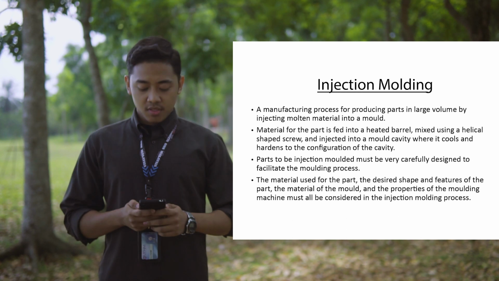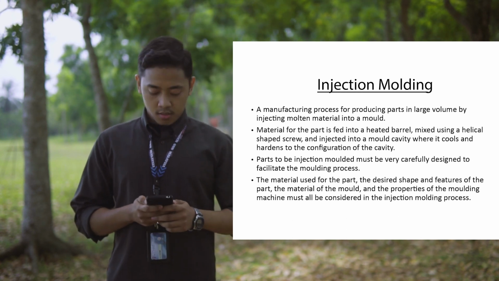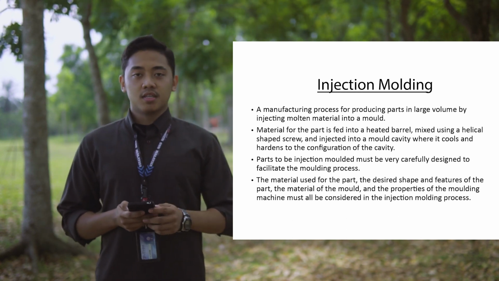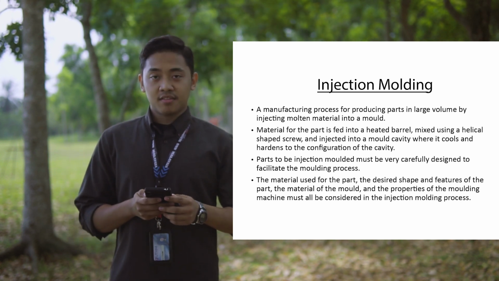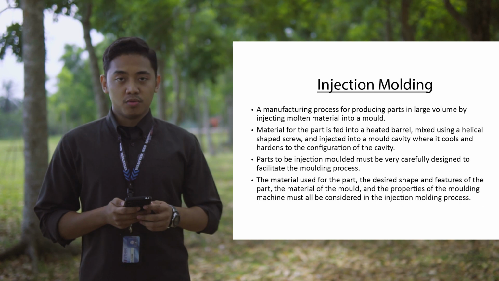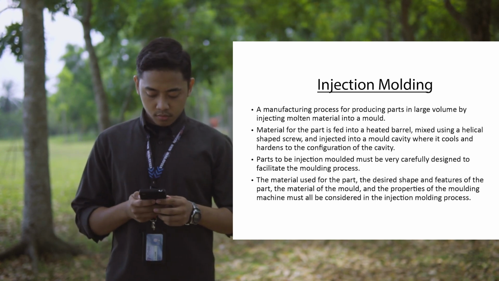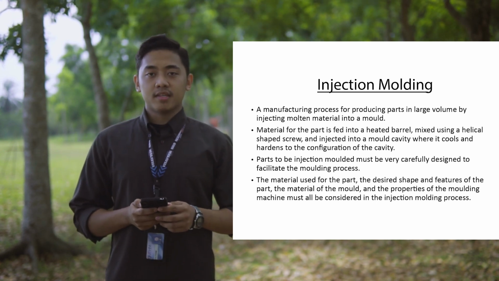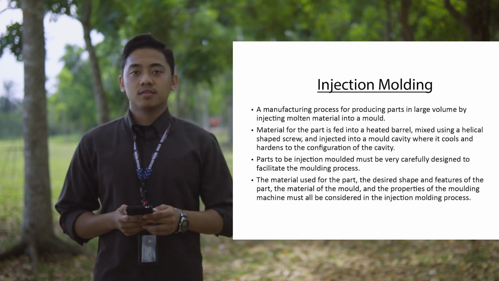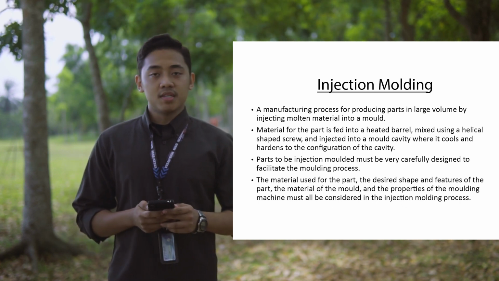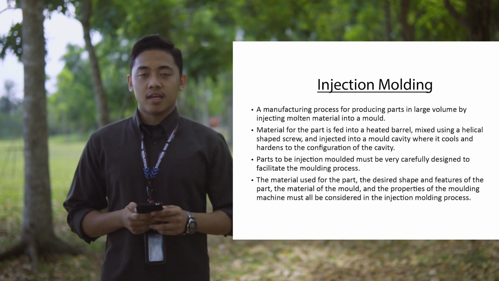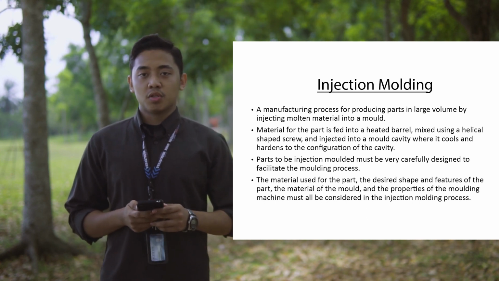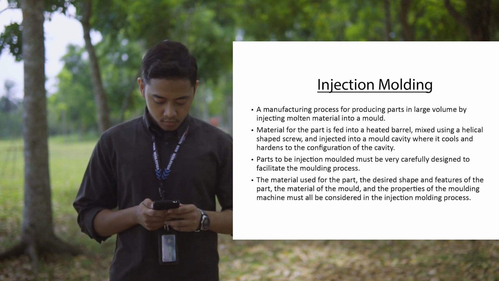Injection molding is a manufacturing process that can produce a high volume of parts by injecting molten material into a mold. The material will be fed into a heated barrel and mixed by a helical shaped screw, which injects the molten material into the mold cavity.